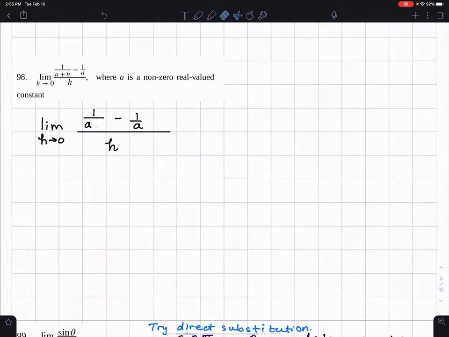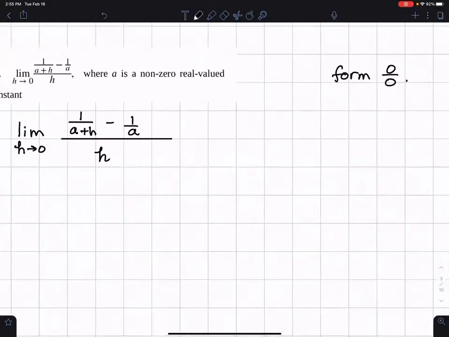And the thing is, if you notice that if you try to put in h is 0, you get a form of 0 divided by 0. And we know we can't divide by 0. So we cannot directly put in h equals 0, but we're going to manipulate this expression. And so after we move things around, we're going to cancel the h in the denominator, and then we'll be able to just directly substitute h is 0.